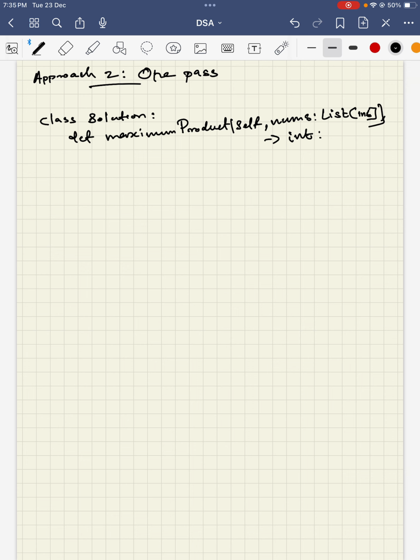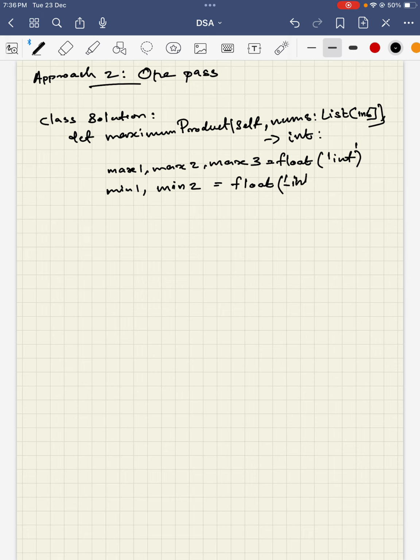So here, to create case 1 and case 2, I need to declare some variables. Let them be max1, max2, max3. Initially they are set to negative infinity. This is how we do it in Python, float negative infinity. And minimum 1 and minimum 2, which are for case 1 and case 2, are created the same way.